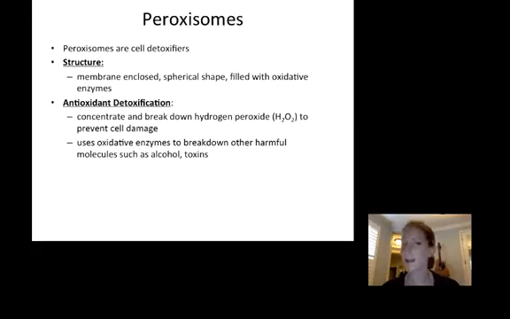Now, I don't know if it's true, but I had a student who told me she read an article that said that alcoholics have a higher number of peroxisomes than your average person. So, something to look up.